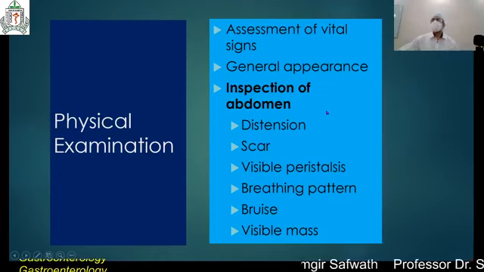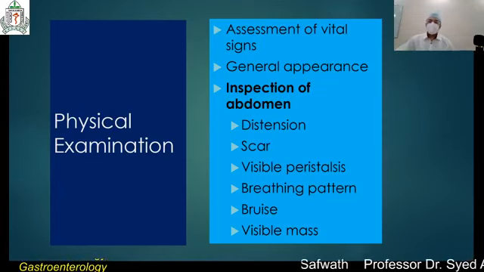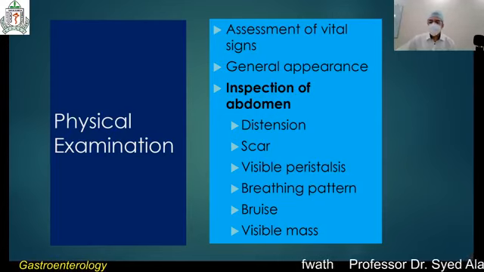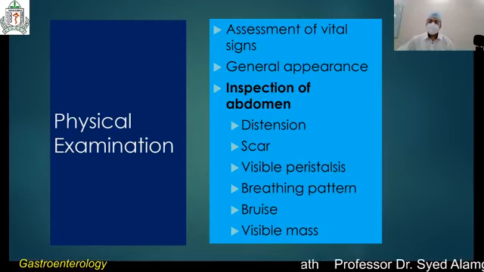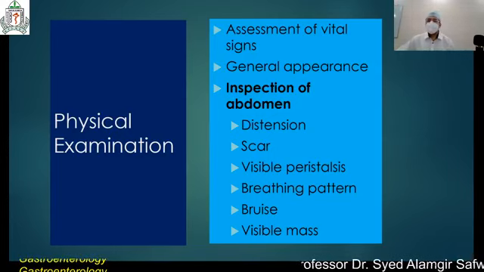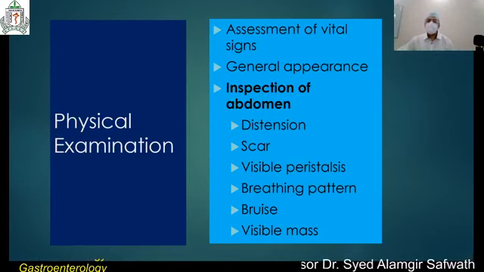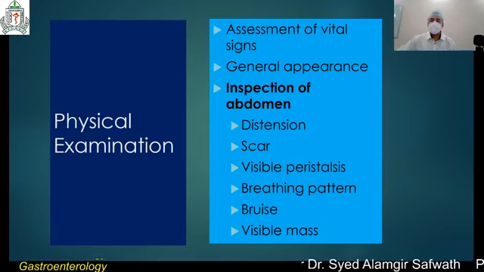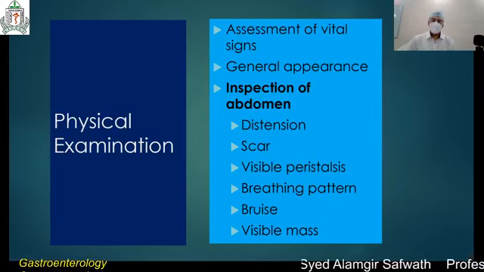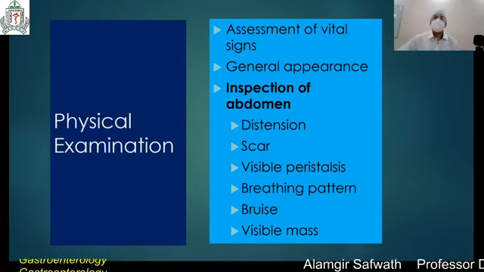Now, physical examination. At first we talked about the type of abdominal pain. Then we concentrated on the distribution and site of that pain. With the help of the history that we need to take from the patient, we talked about specific questions that we have to ask the patient, and those answers are very important for us to reach our diagnosis. Now it is time to examine the patient.